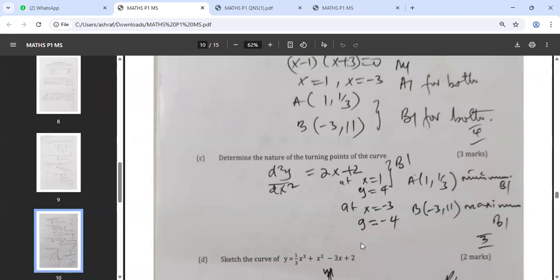But I'm sure it's there because it seems the curve must cut the x-axis. Sometimes you don't get the value if the curve is not cutting the x-axis. So who has found positive 3? Negative 3 will be what? That will be negative 27 over 3 plus 9 minus 9 plus 2.